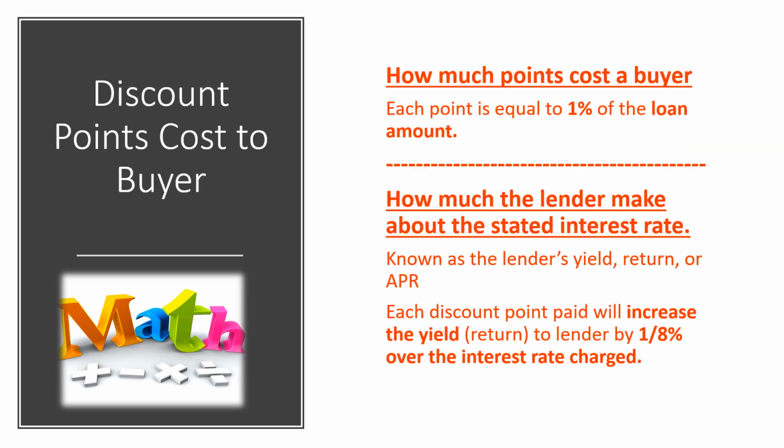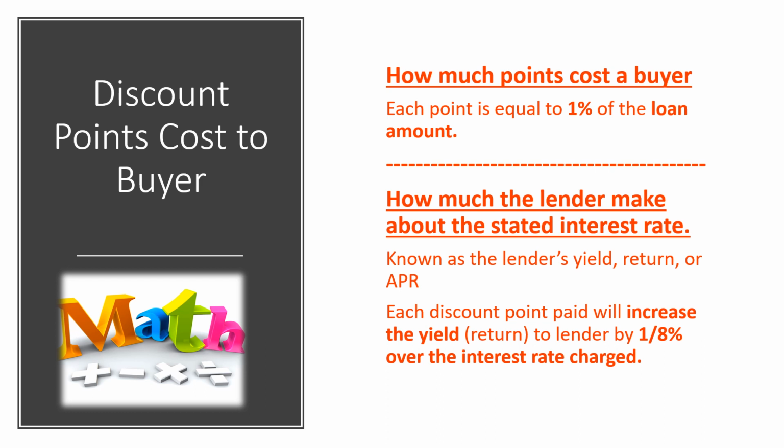How much do points cost a buyer? Each point is equal to 1% of the loan amount. Not the sales amount, but the loan amount. So if the loan amount is $100,000 and you're paying 3 points, it would be $100,000 times 3%. And that's how much it would cost the buyer at closing to get the lower interest rate.